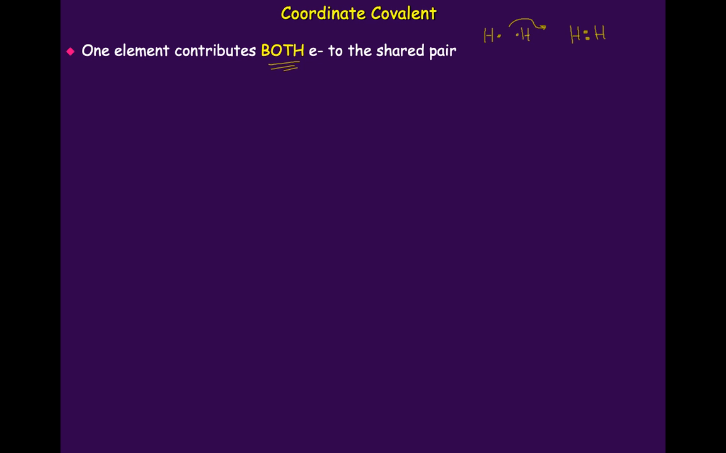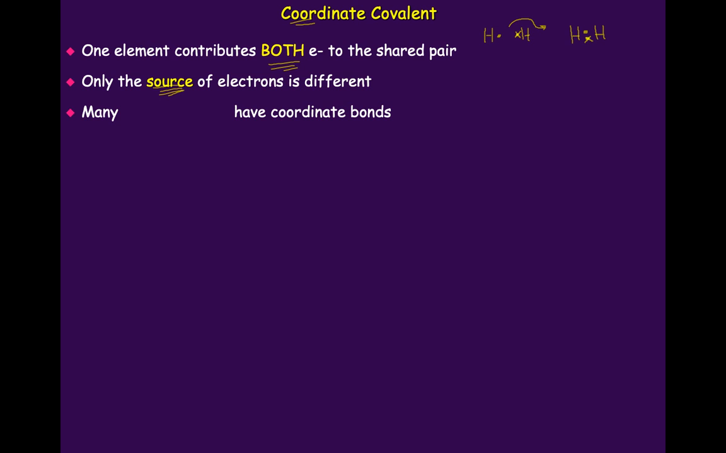All right. Now, the key to this is the fact that one element brings one dot, the other one brings the other dot, and they share the pair. That doesn't always have to happen. Sometimes we find molecules where a different explanation is needed. So in a coordinate bond, we look at the source. Where did those electrons come from? Was it one and one? Or was it something slightly different?